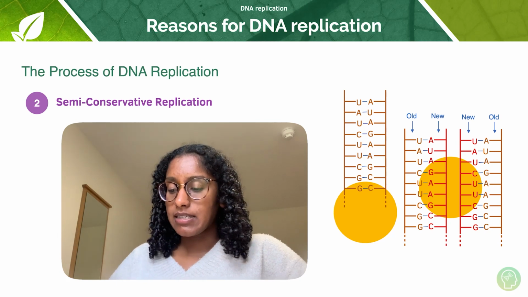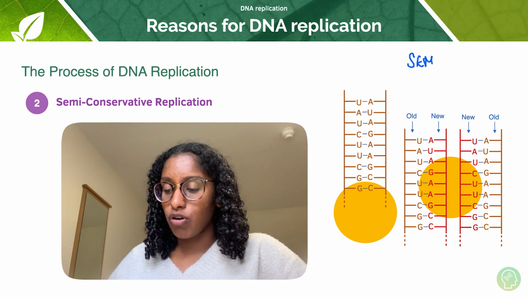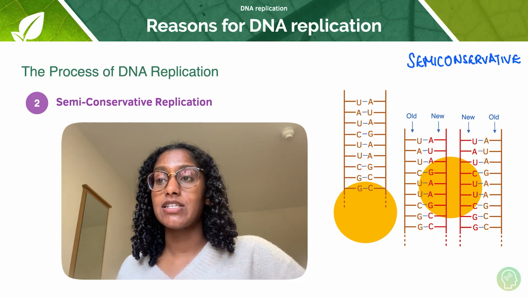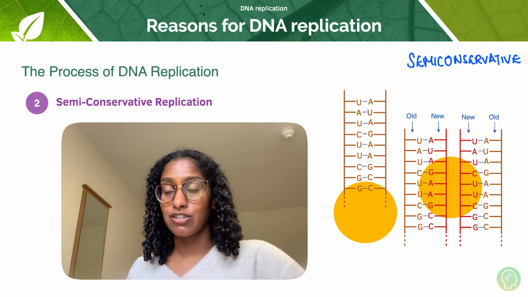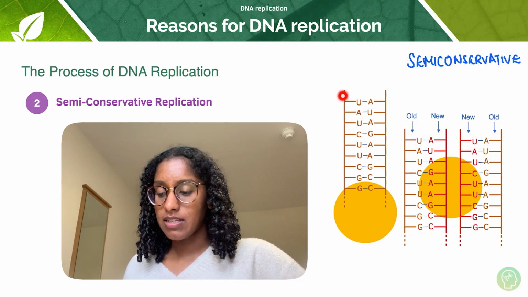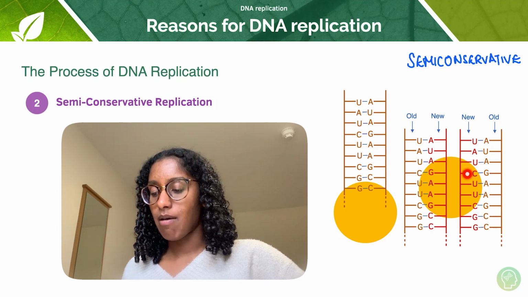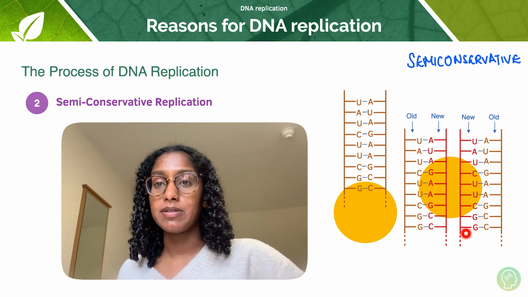Now, DNA replication has this property of being semi-conservative. So all this means is that the original strands of DNA act as a template for the synthesis of new strands of DNA. So you can see that this is one strand of DNA and this is the second strand of the DNA, but they've both acted as a template for a new strand to be produced.